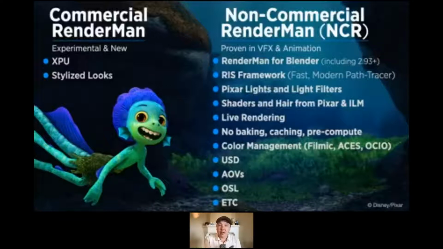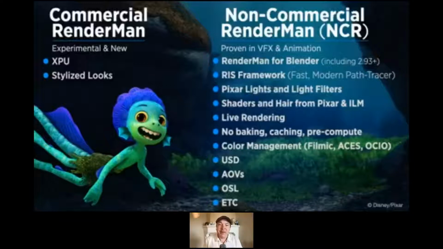We have an RIS framework, so our modern path tracer is really fast. It's CPU based, but it allows you to swap out different types of integrators. In some renderers, you might just have a path tracer, like a unidirectional path tracer. RenderMan allows you to swap out a bidirectional path tracer or an occlusion integrator, or define the light transport in your scene in arbitrary ways, which is cool.